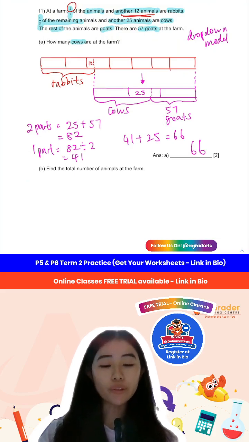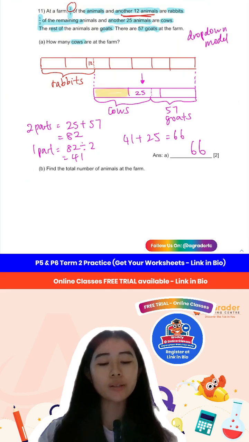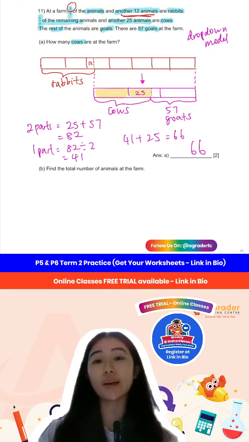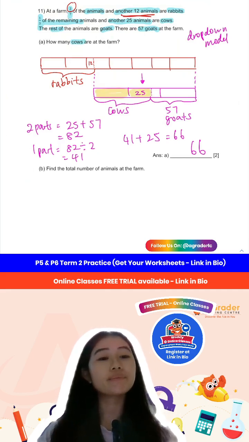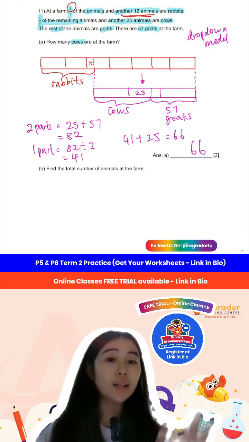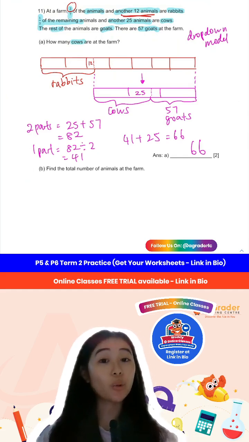Some of you, if you say 41, 41 is not the answer because for your cows, you have to include the extra 25, right? Okay, so if you understand how to do part A, then part B is actually quite simple.